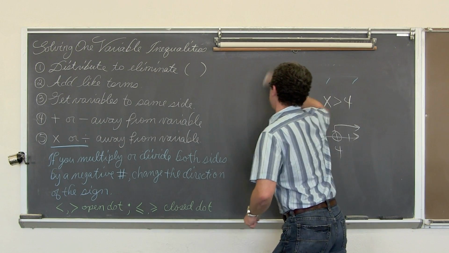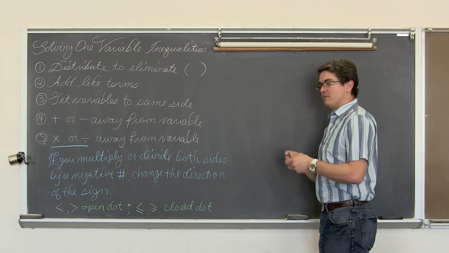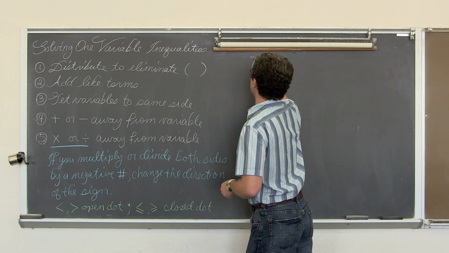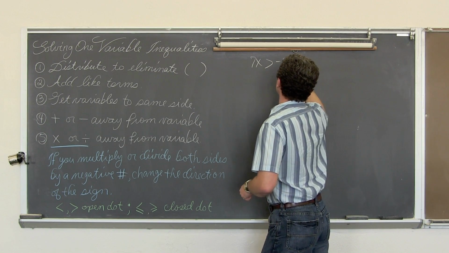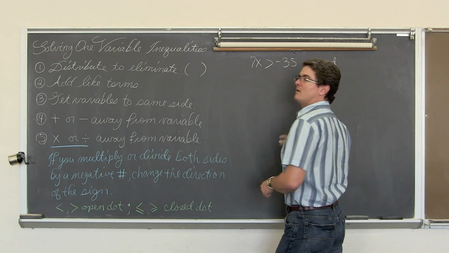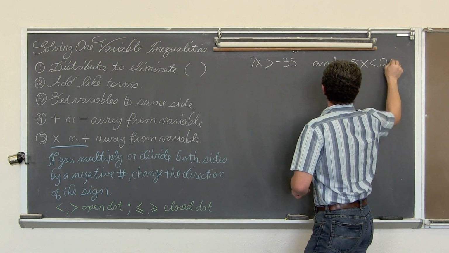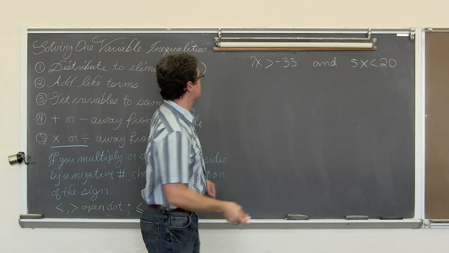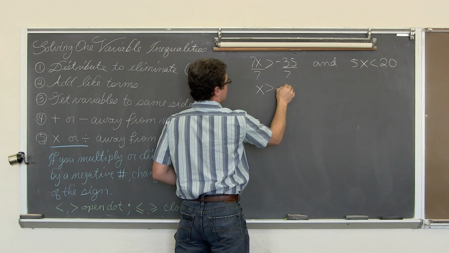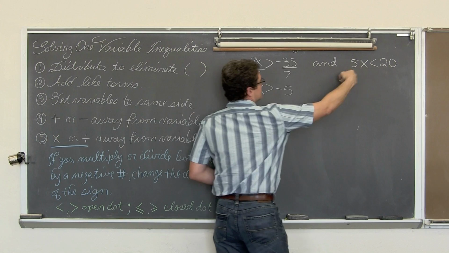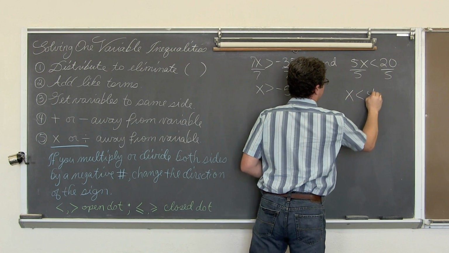And moving on to the next example. This time we're going to have "and" in the middle. So we have 7x is greater than -35, and 5x is less than 20. So we're going to solve each one of these. Divide by 7, and x is greater than -5. Divide this by 5, and x is less than 4.